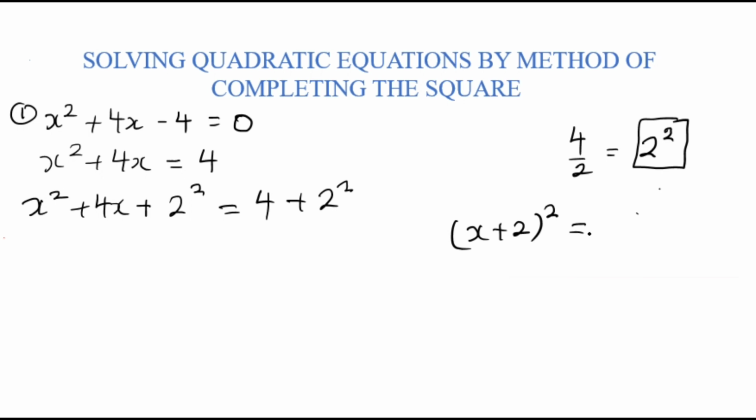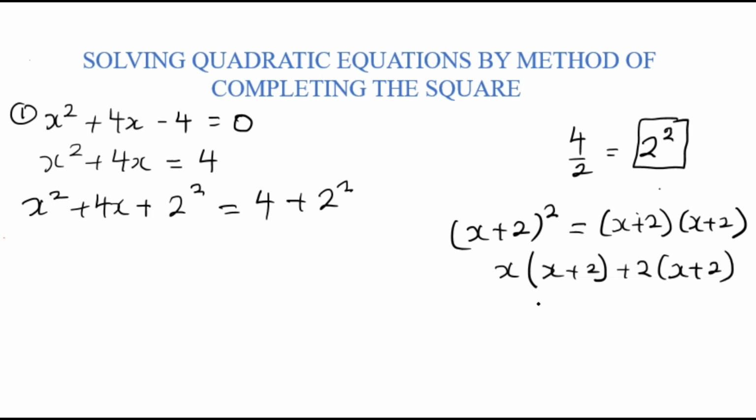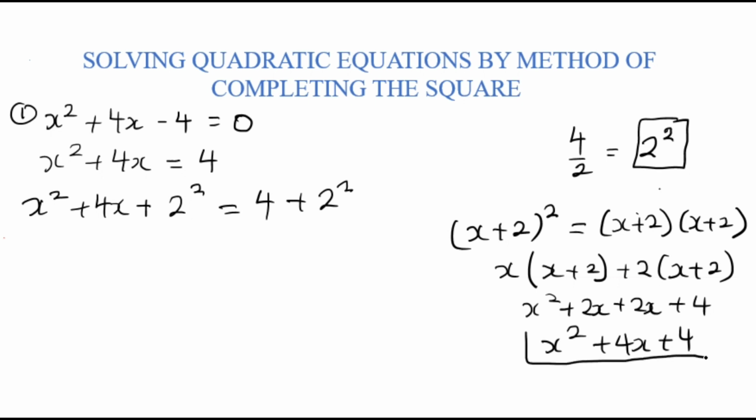And you know, when we rewrite this, we have x plus 2, x plus 2. You take the first value of x, multiply it by the entire second term, which is x plus 2. Then you bring the sign over here with this 2 multiplying the entire term, x plus 2. So we have x squared plus 2x plus 2x plus 4. So x squared plus 4x plus 4 is our perfect squared trinomial.